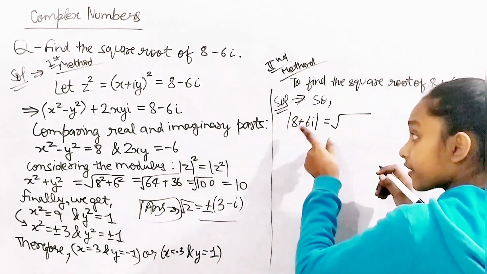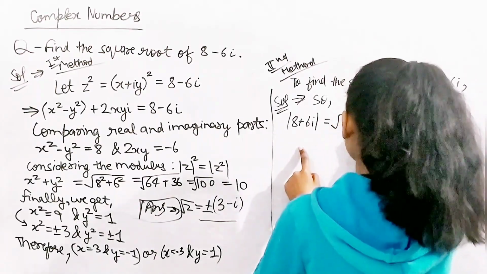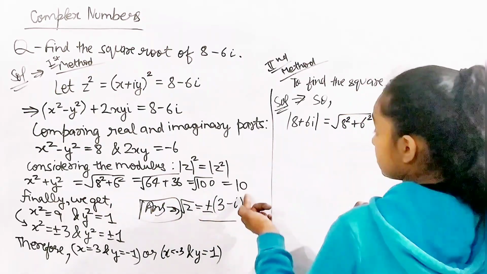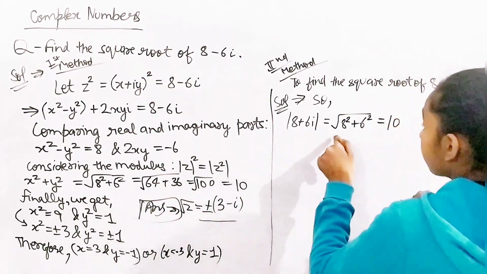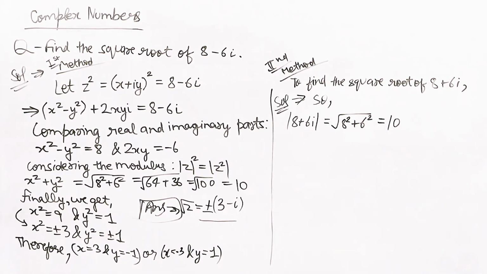Okay, this modulus of 8 plus 6 iota, what is it going to be? 8 squared plus 6 squared, right? And it's just like this way. So we're going to get 10. So root of 8 squared plus 6 squared is equal to 10, right? So we found the magnitude.